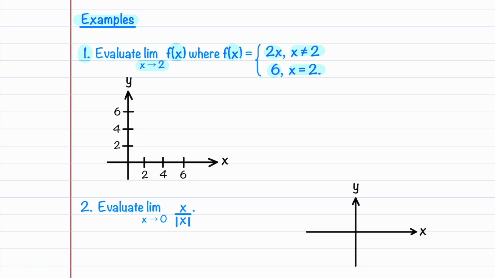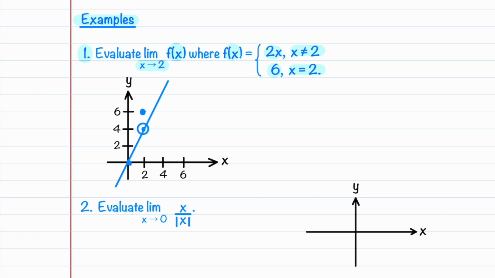Let's graph our function. When x is 2, f of x is equal to 6, so let's put a solid dot right here. And then when x is not equal to 2, f of x is 2x, which is just a straight line through the origin with a slope of 2. To graph this line, I'll put a point here at the origin, and then when x is 2, f of x is going to be 4, so we'll put a point here, and then we'll just draw a line that connects those 2 points. I'm now going to draw an open circle right here to indicate that our function is not defined at that point, because it's equal to 6 when x is equal to 2.